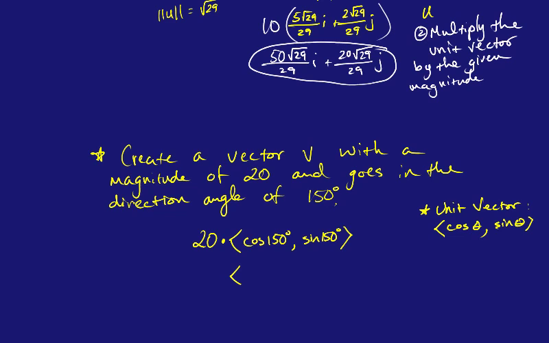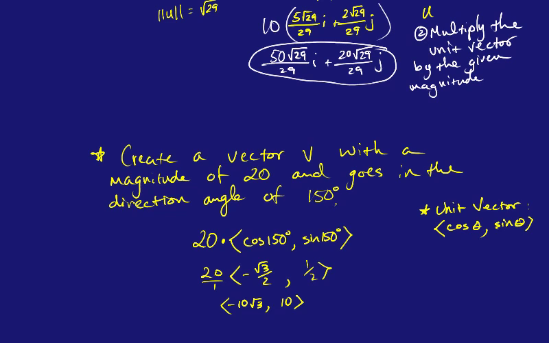So cosine of 150 is negative root 3 over 2, and sine of 150 is positive 1/2. And you're going to multiply by 20. Remember, that's 20 over 1, so when you multiply it in, you would get negative 10 root 3, comma, 10. And there is your vector. It's got a magnitude of 20, and it goes in the direction of 150 degrees.